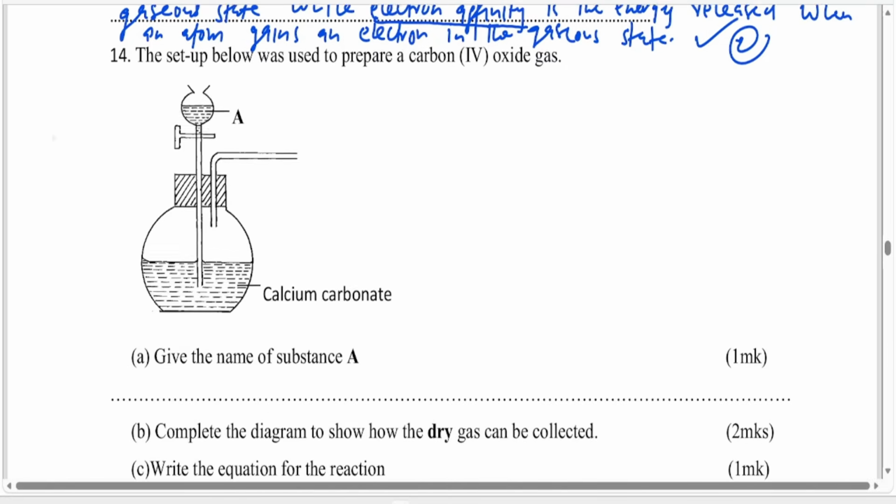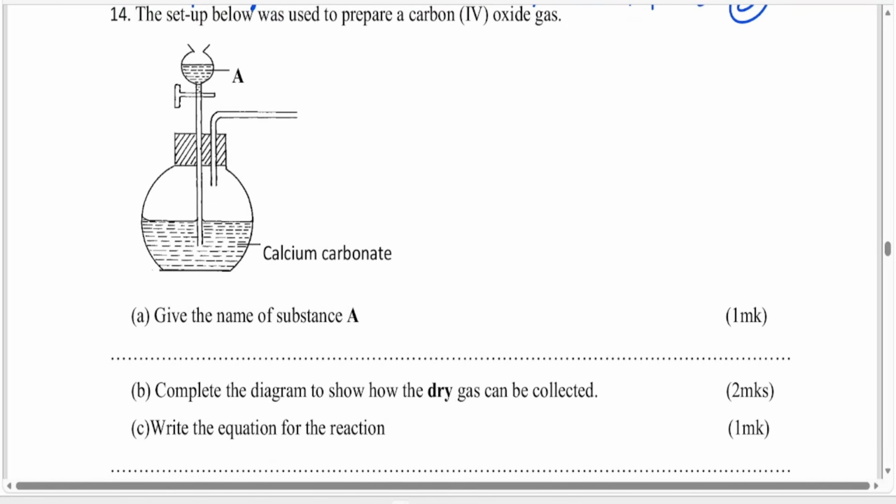Question number 14. The setup below was used to prepare a carbon dioxide gas. You can see the setup. We have a flat-bottomed flask. We have calcium carbonate, and we have a substance A. Then we have an incomplete delivery tube that should be inserted in another medium.